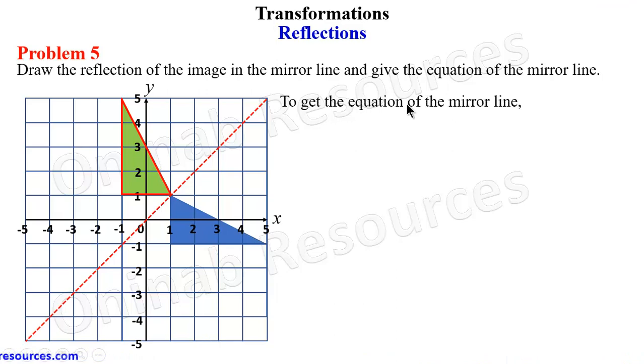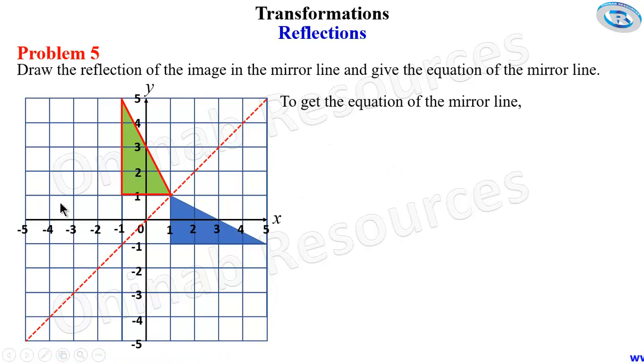Now, to get the equation of the mirror line, we still list out some of the points along the mirror line. This is not the same thing with x is equal to a constant or y is equal to a constant. This is not the same.